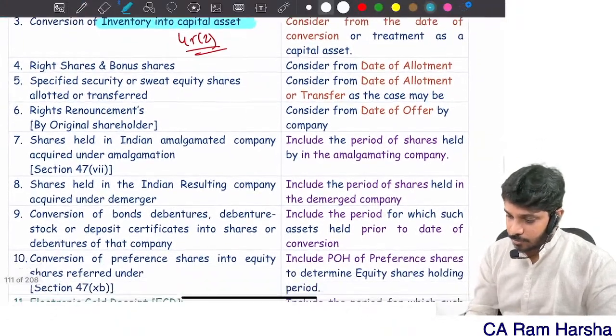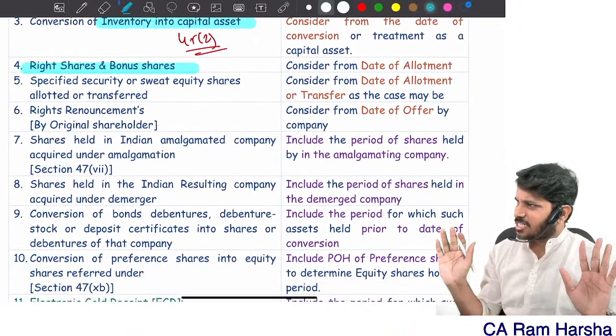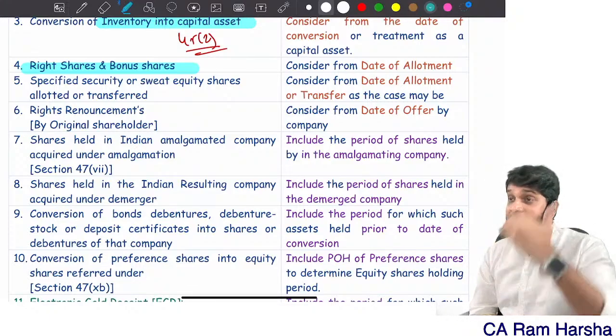Yes or no? Now, shares, financial assets. Right shares, bonus shares, what do they mean, you know? I directly got them from the company.